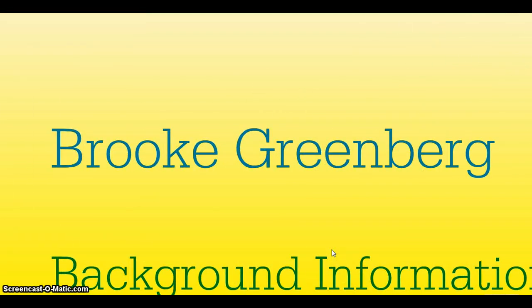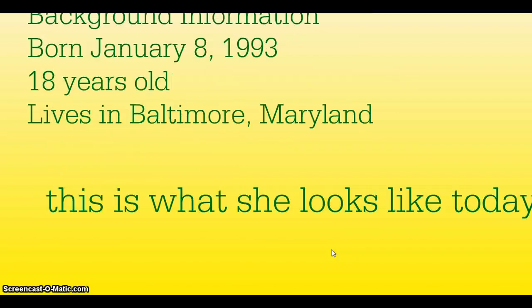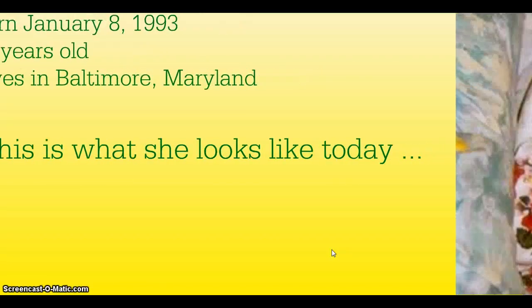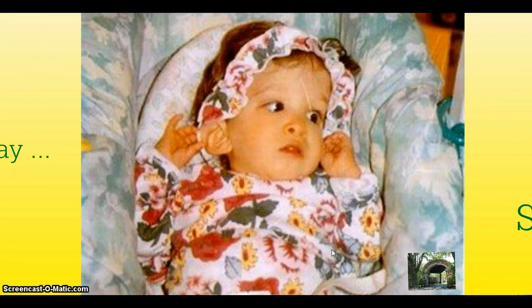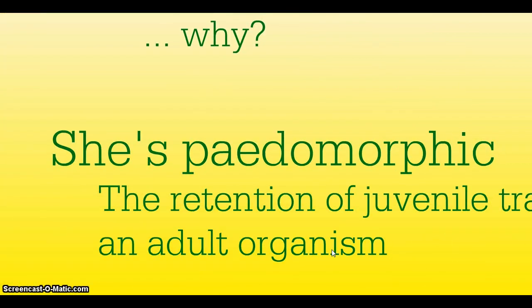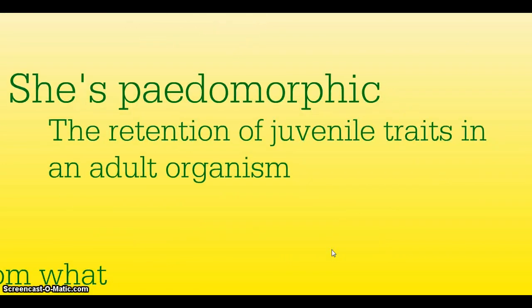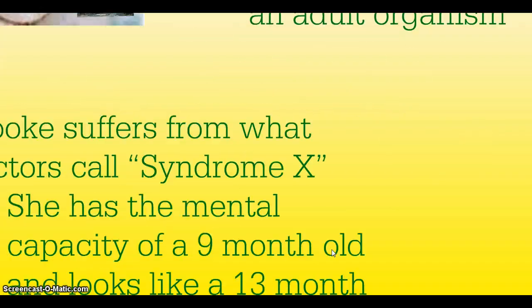Brooke Greenberg. For background information, she was born January 8, 1993. She's currently 18 years old, and she lives in Baltimore, Maryland. Now, this is what she looks like today. Doesn't look right. But why? The reason is she's paedomorphic, which means the retention of juvenile traits in an adult organism.